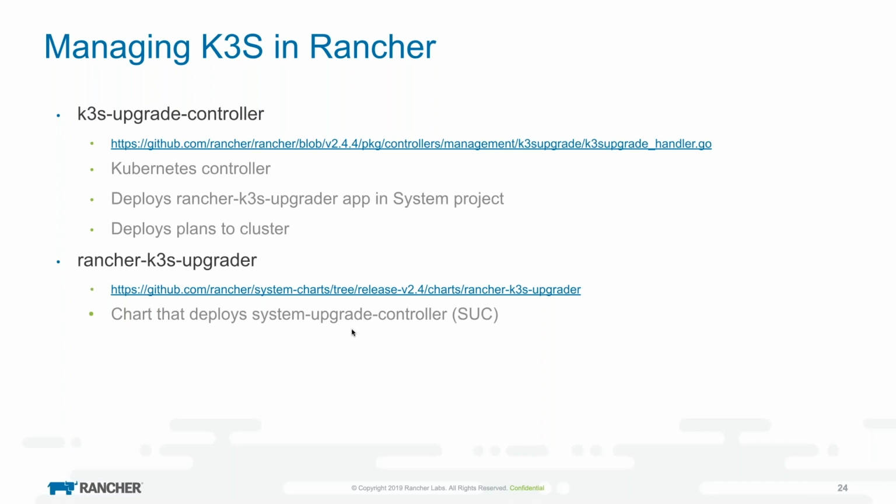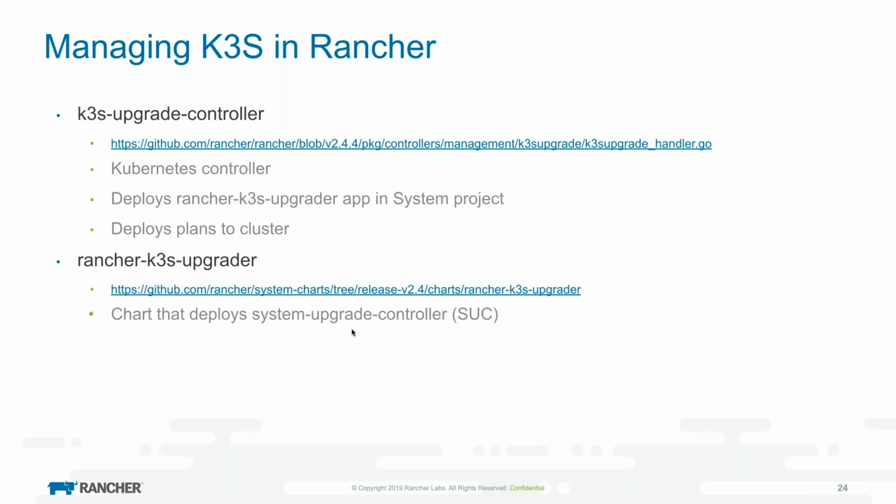So in this case, it will deploy the Rancher K3s upgrader app in the system project. And if you then go to the other bullet, it says Rancher K3s upgrader is a chart that deploys the system upgrade controller. So maybe now, if you went to the first slide where we say components involved, a lot of components involved, I hope this makes it a bit more clear. So we have a K3s upgrade controller, which is basically the controller that does the actual work of tying all the components together. So it deploys the Rancher K3s upgrader app in the system project. So that's basically an app, which is a chart that contains the system upgrade controller.